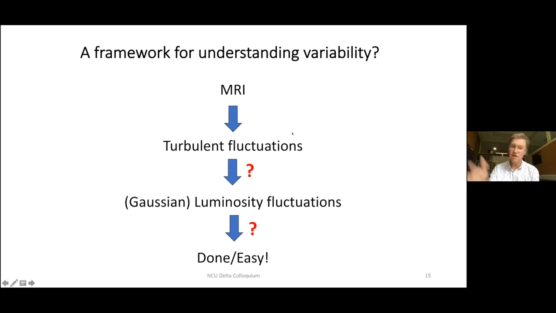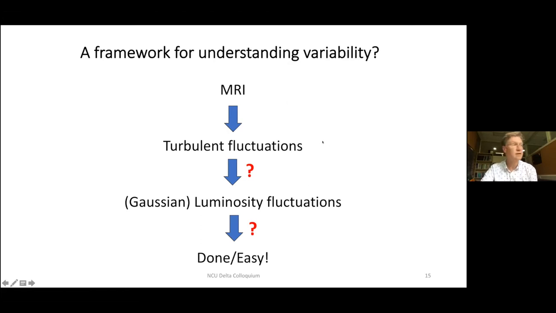Those are random turbulent fluctuations, which would give you random and, by the central limit theorem, Gaussian luminosity fluctuations. And that's it, we're done. So easy. Well, no, it doesn't actually turn out to be that straightforward.